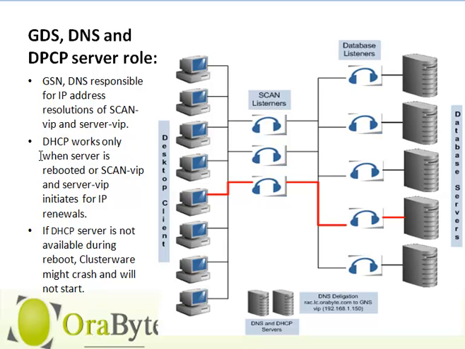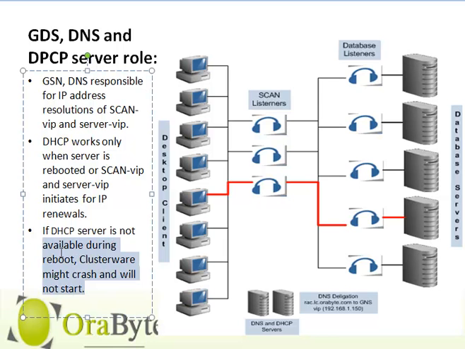So DHCP works only when the server is rebooted or scan VIP and server VIP initiate IP renewals. If the DHCP server is not available during reboot, clusterware might crash and will not start. This is the key point you need to understand, if you are going with this complete DNS architecture. So your DNS and DHCP admins must give you properly configured, highly available information to be used by clusterware.